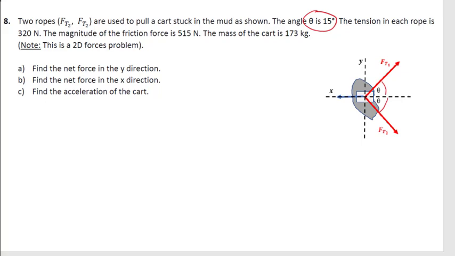The tension in each rope is 300 newtons. So notice the object is at rest, already resting on the inclined plane. So we know some of the forces are equal and opposite because there's no acceleration. Remember, the friction force always opposes the motion. So what we will do is start with a free body diagram of the cart. The mass of the cart is 173 kilograms.